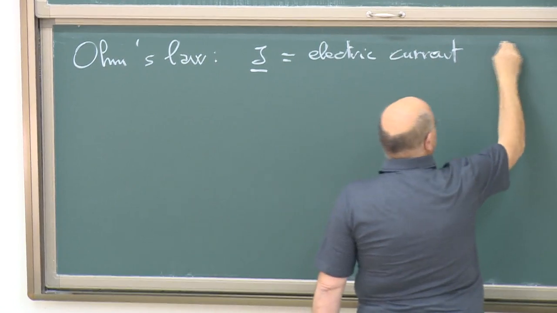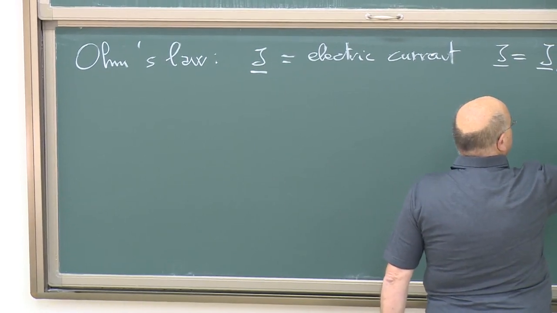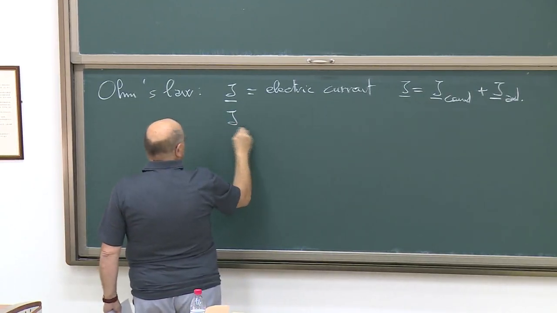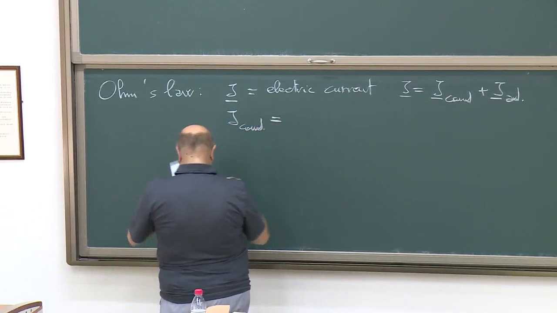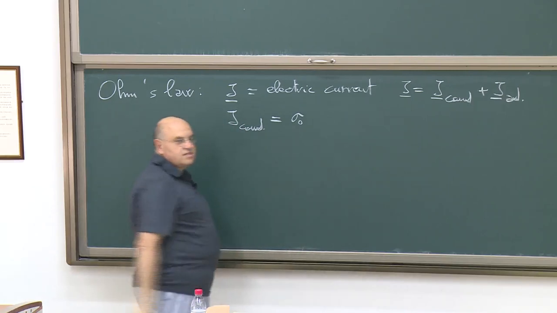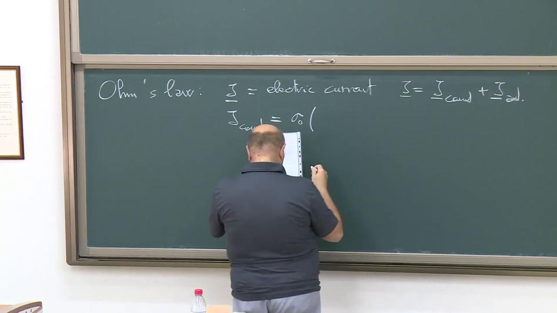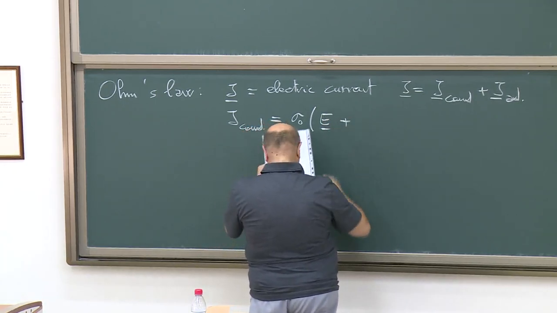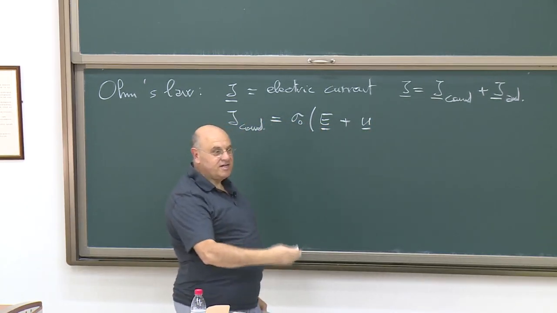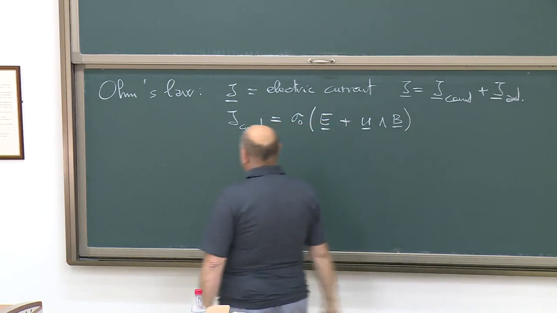electric current in the fluid. And we can decompose J in two terms. So one is just due to conduction, and the other one is due to advection. And as you know, the conduction is due to Ohm's law, which is, well, this is the only constant I mention here, just to make sure that we understand each other, the electric conductivity. And this is the electric field plus U, the velocity of the, say, classical fluid, so to speak, cross B, where B is the magnetic field.